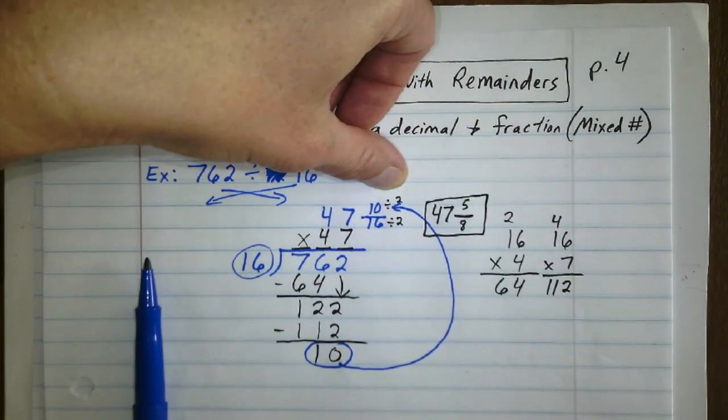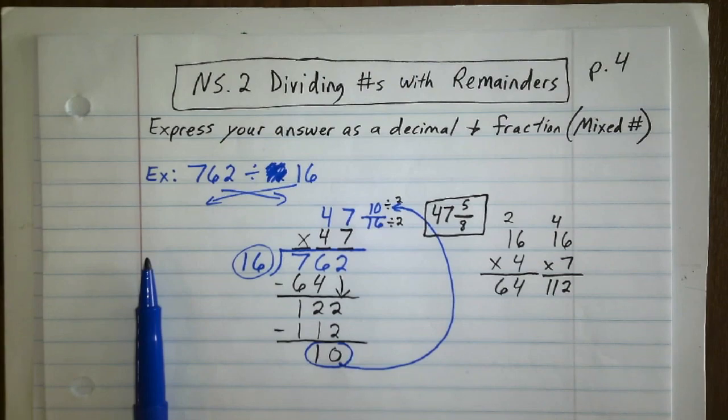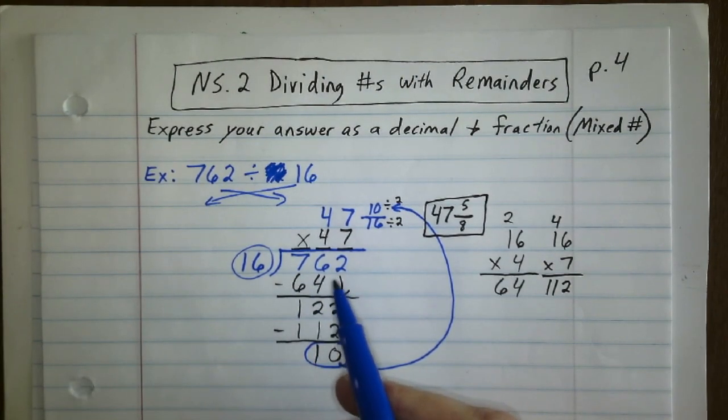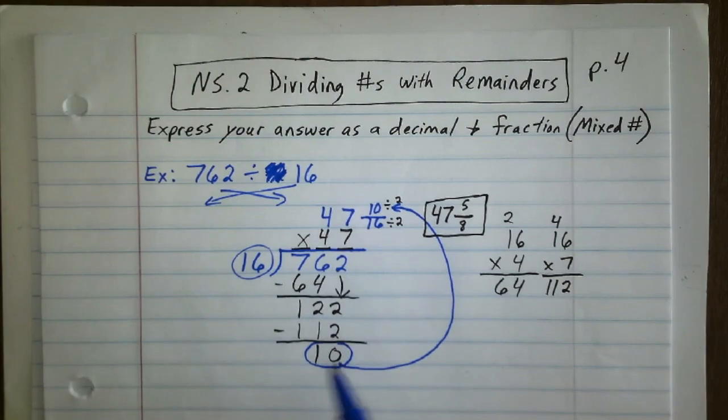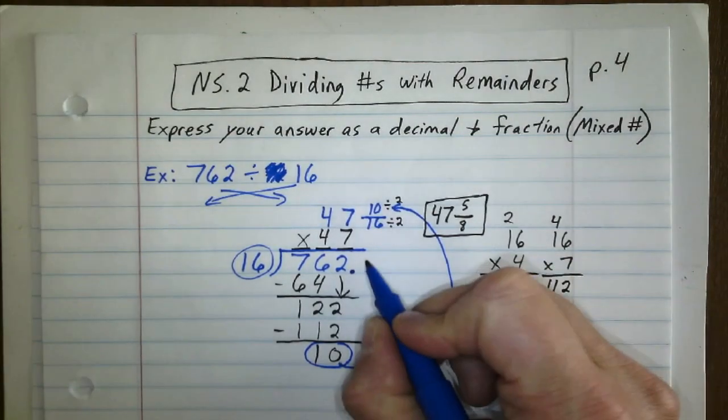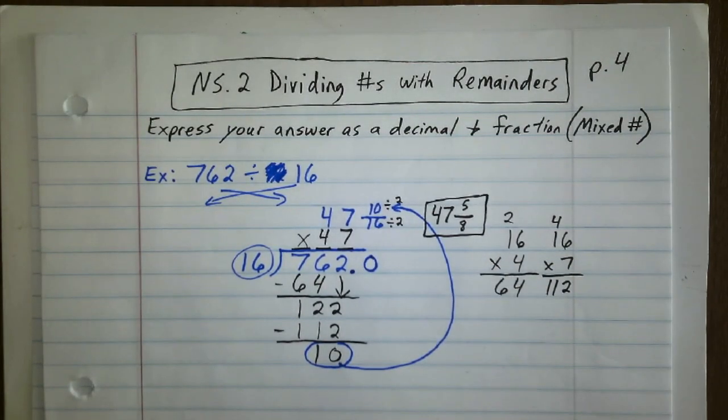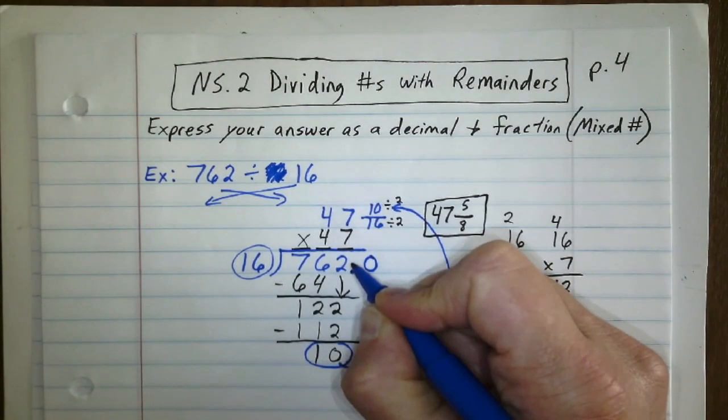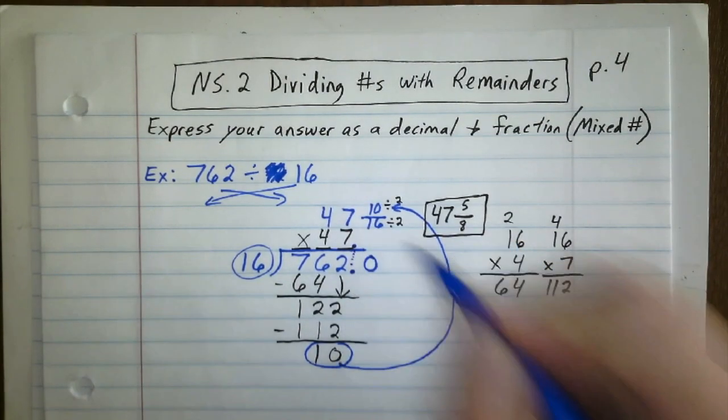Now I'm going to continue on. I'm going to use the blue. I'm going to continue this on and make it a decimal. So right now I have 10. I have nothing to bring down. So this is the part where we make it a decimal. We put a decimal behind the 2 in the problem, and then we put a 0 in the problem. The decimal goes straight up into our answer.